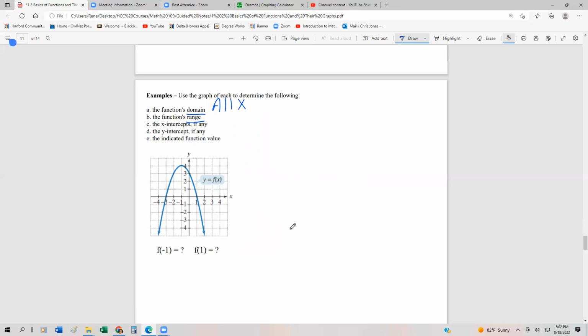And remember that the range is going to be all the y values. All right, so for letter A, if I'm looking at the domain of this function, now we take a look at these arrows, and these arrows mean that it's going to keep going this way forever. Okay, and notice that the x value is going to keep going to the right and it's going to keep going to the left no matter what.